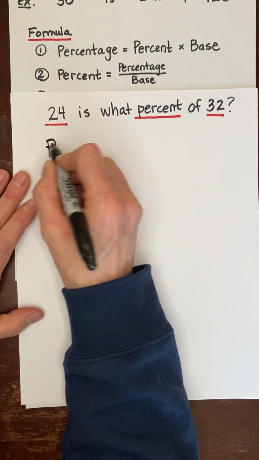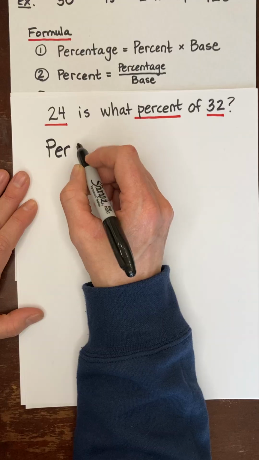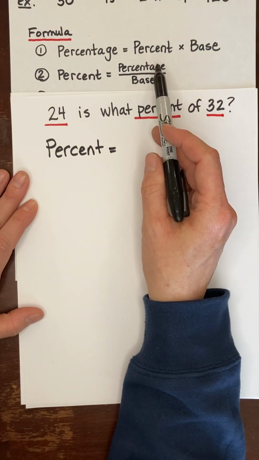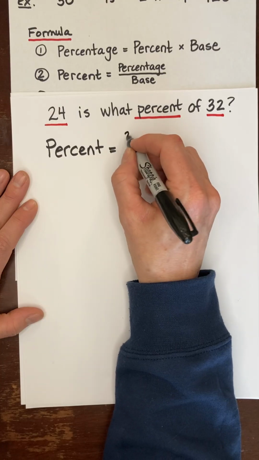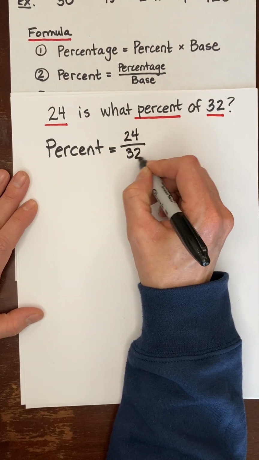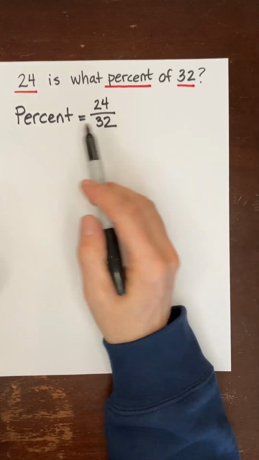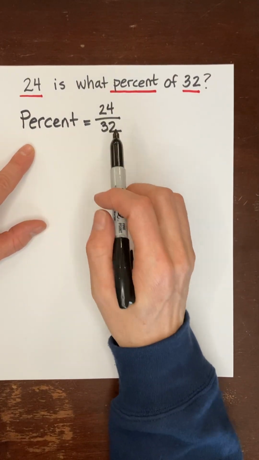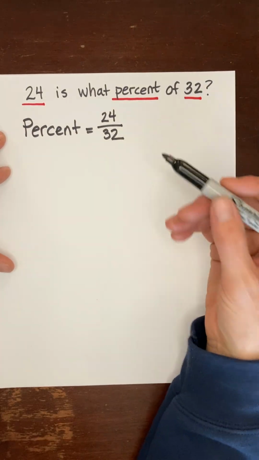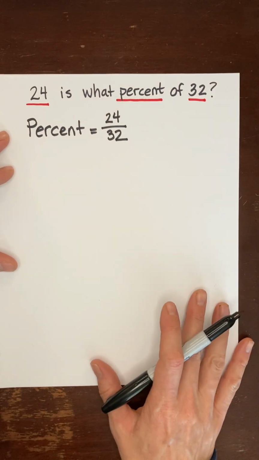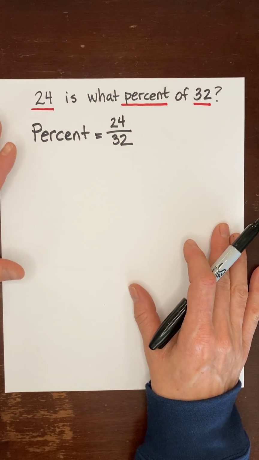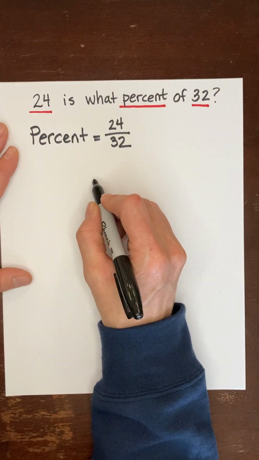So percent equals percentage, which is 24, divided by my base, which is 32. Because we've been asked for a percent, we're actually going to do the division. We're not just going to reduce the fraction. We're going to divide until we get a decimal number so we can convert it into a percent. So 24 divided by 32. Let's do a long division problem.